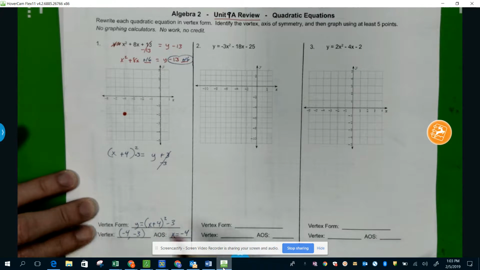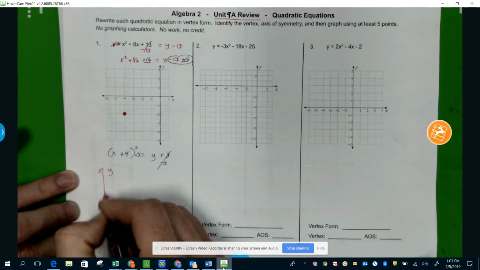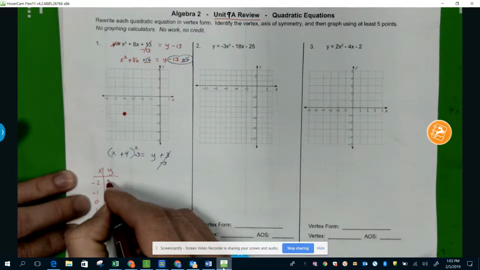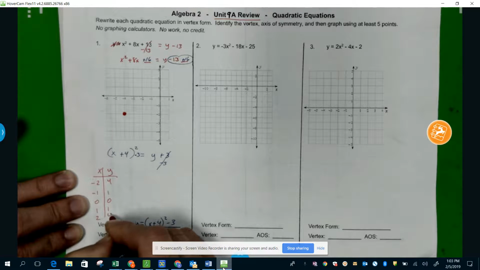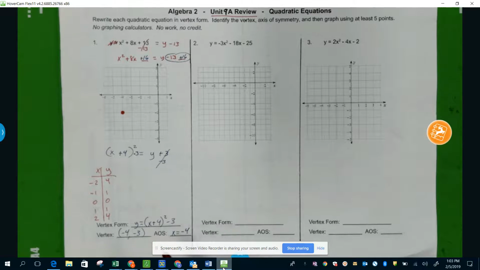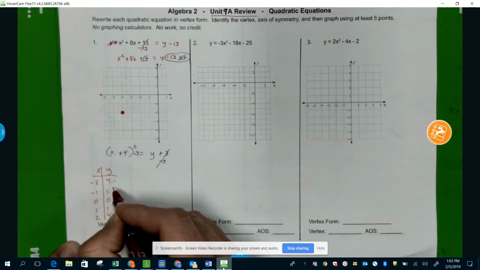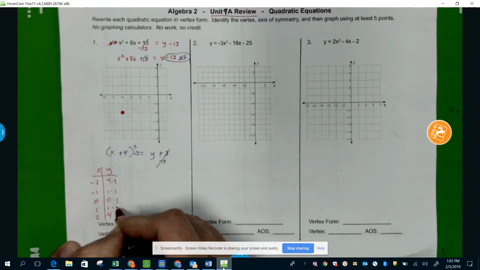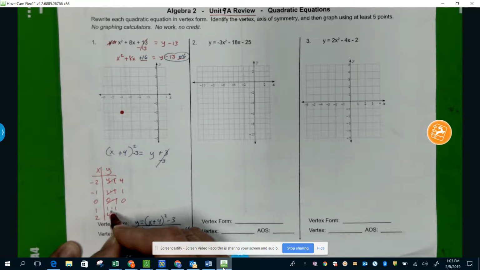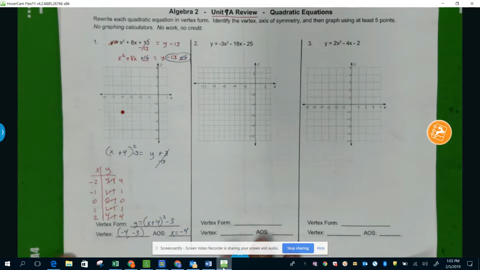All right, now I need to know exactly where the rest of the coordinates go. Remember, I need to use my parent function table. Negative 2, negative 1, 0, 1, and 2. 4, 1, 0, 1, and 4. All right, and so what I'm going to do is I'm going to multiply my a value times all of my original y values. Well, here my a value is a 1. So if I multiply all these original y values by 1, it's not going to change anything. 4 times 1 is still 4. 1 times 1 is still 1. 0 times 1. 1 times 1. 4 times 1. Okay, so that's not going to change.